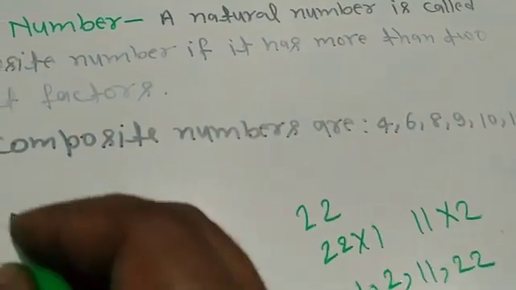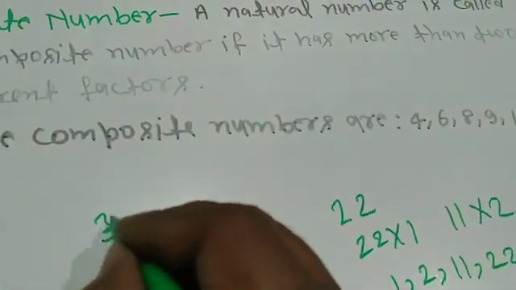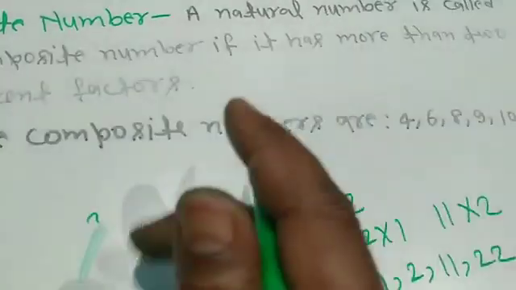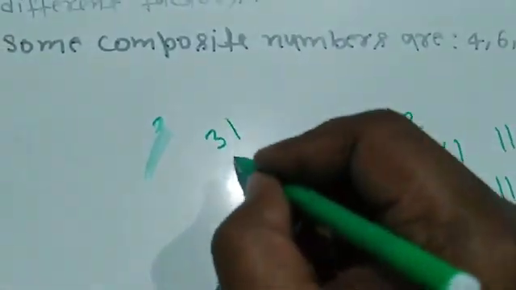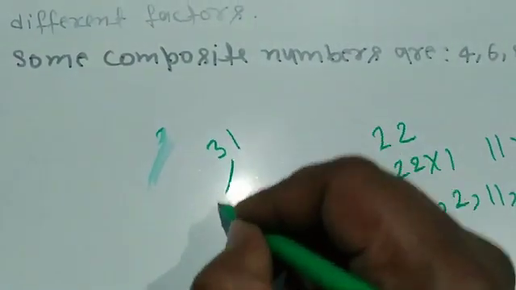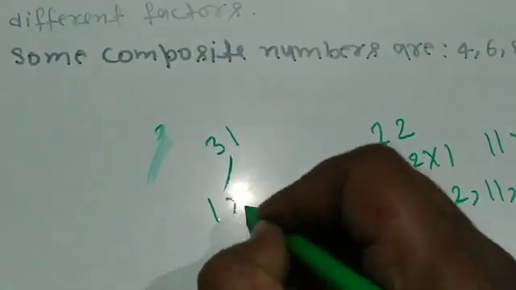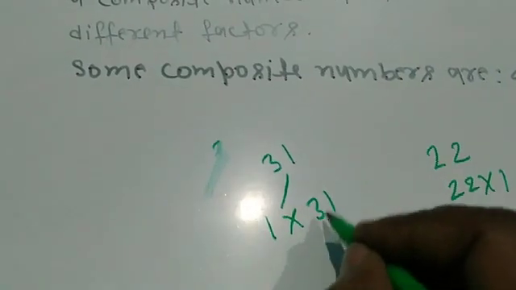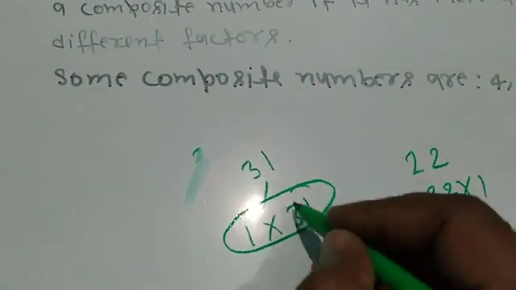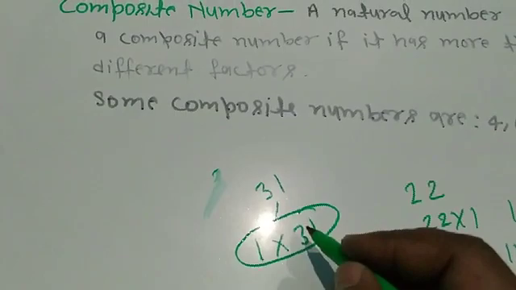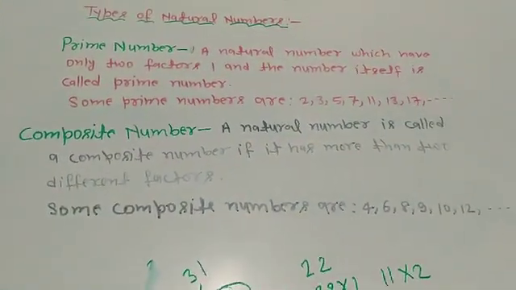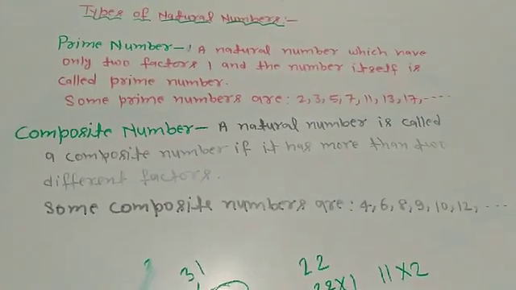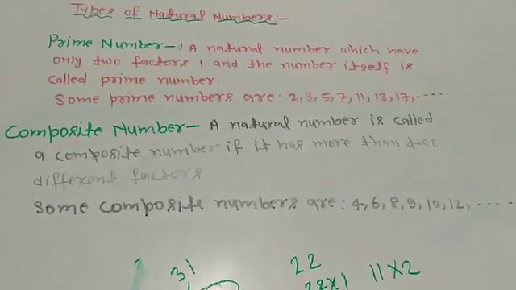And suppose we take 31. The factors of 31 are 1 into 31. So these are only two factors. So 31 is a prime number, not a composite number. I hope all of you understood what a prime number is and what a composite number is.